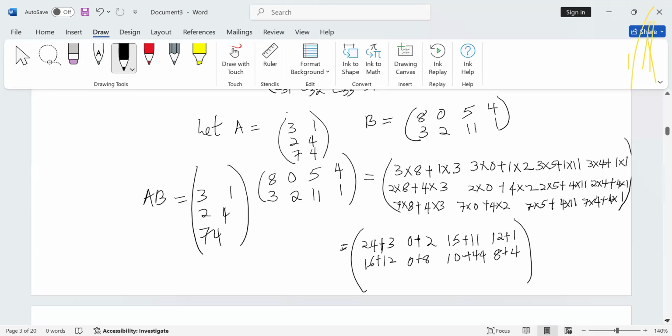7 times 8, 56. 4 times 3, 12. 7 times 0, 0. 4 times 2, 8. 7 times 5, 35. 4 times 11, 44. 7 times 4, 28. 4 times 1, 4.